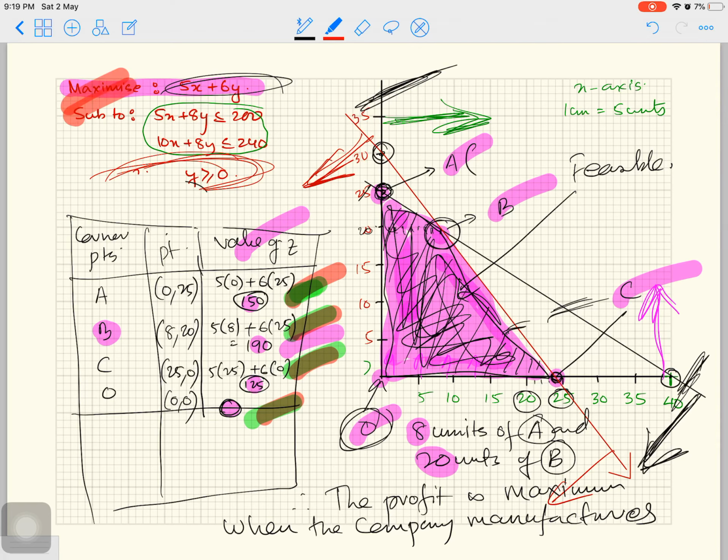This sum was to maximize, so I took the maximum answer 190. Okay, so had it been minimized, I would have taken 125, because 0 is a trivial answer. You can't have 0 units of type A and 0 units of type B. So that's how we solve an LPP. Okay, great.